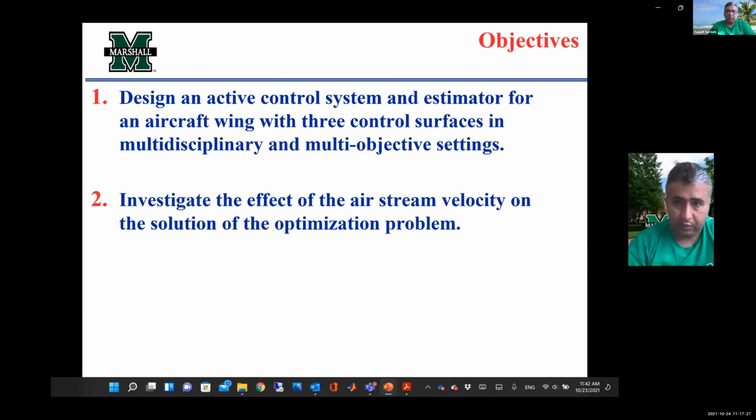So the objectives: we want to design an active control system and also an estimator or observer for an aircraft wing with 3 control surfaces in a multidisciplinary and multi-objective optimization. The second objective is to investigate the effect of the airstream velocity on the solution of the optimization problem.